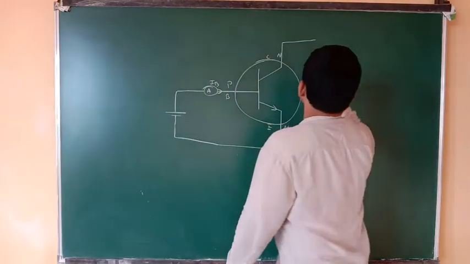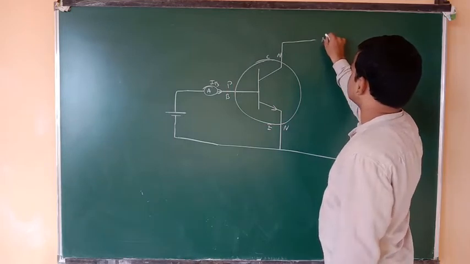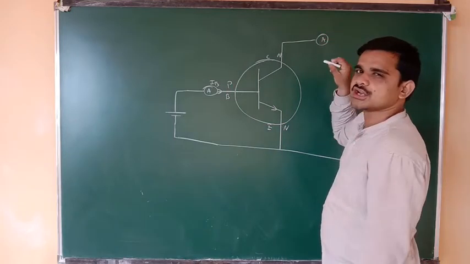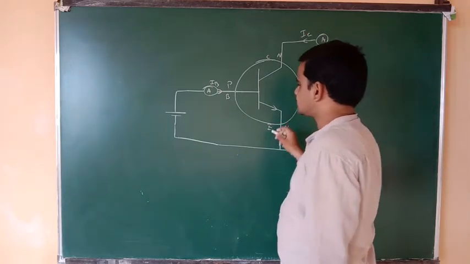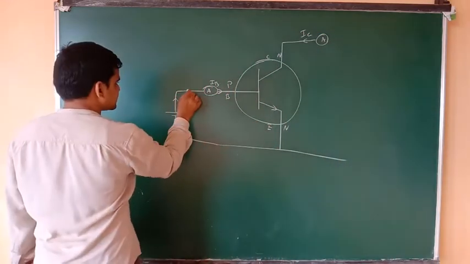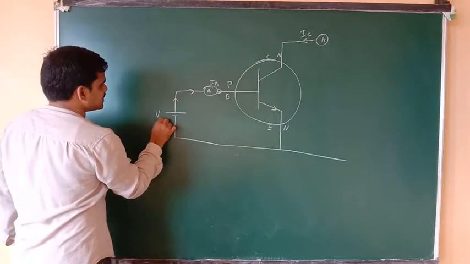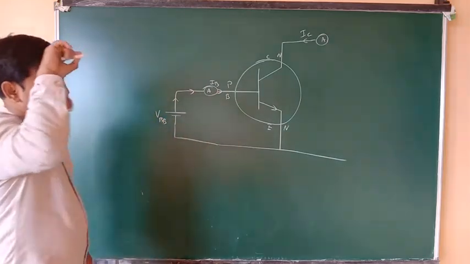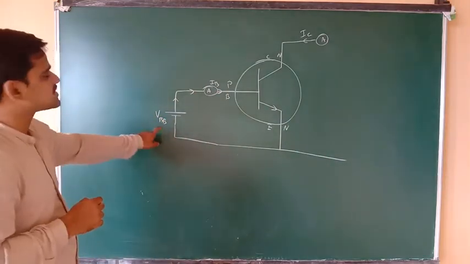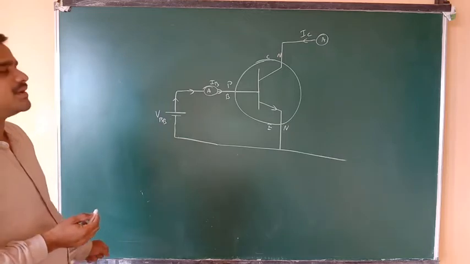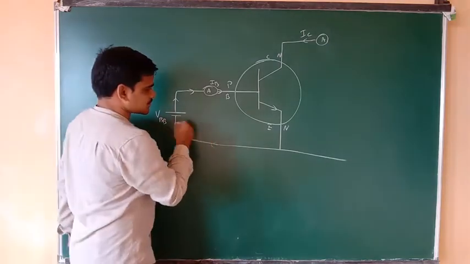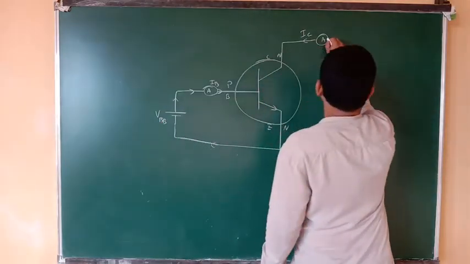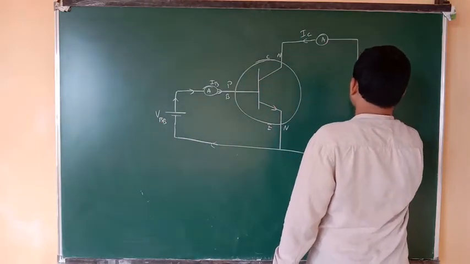And now here I am having an ammeter which is used for measuring the current through the collector. See here the current from this base. I will take this one as BBB, the base battery. So the current from here goes like this, comes out. Okay, fine. And here is the ammeter. And how is this connected here?